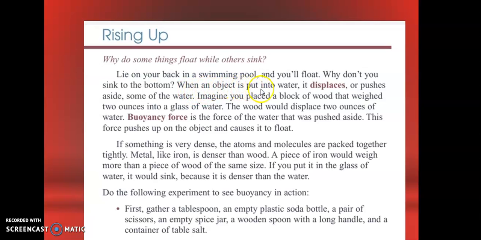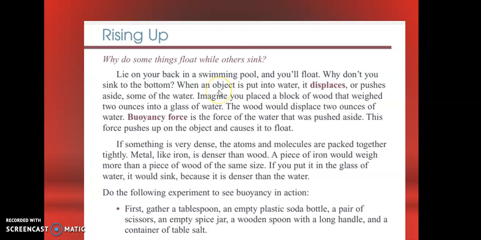When an object is put into the water, it displaces or pushes aside some of the water. Imagine you place a block of wood that weighs 2 ounces into a glass of water. The wood will displace 2 ounces of the water. This is called the buoyancy force. What is the buoyancy force? It's the force of the water that was pushed aside. This force pushes up on the object and causes it to float.